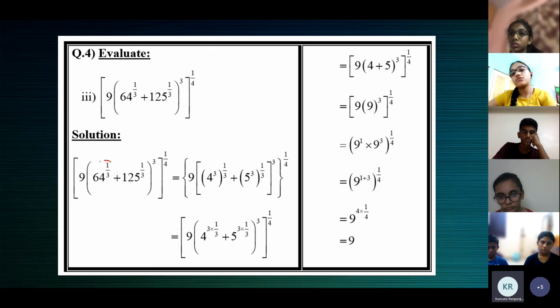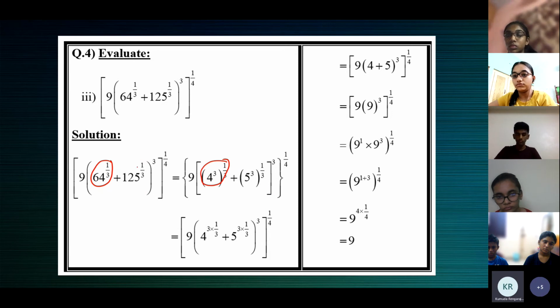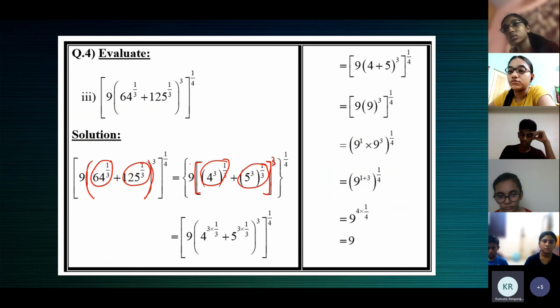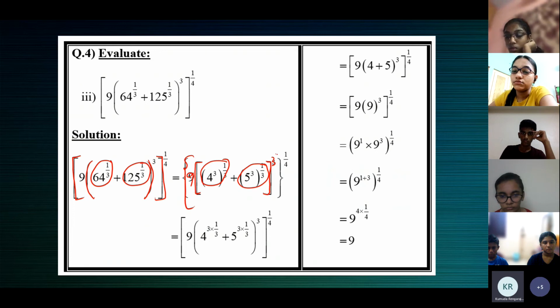So let me tell you again. This one is this plus this one is this. And now you can see the simple bracket here raised to the power 3. I have used the square bracket raised to the power 3. Then outside there is that 9. Then there's a square bracket. The whole thing is raised to the power 1 by 4. So I've used a curly bracket.